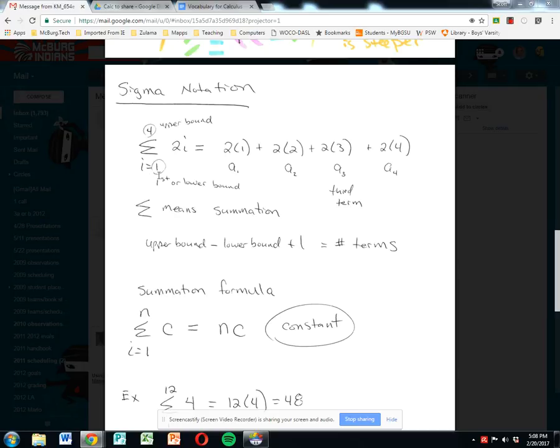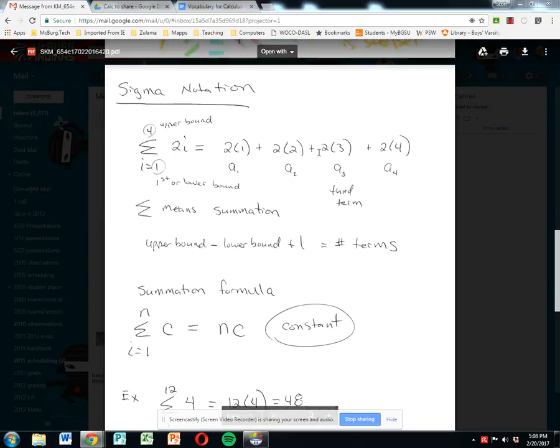From i equals a lower bound to an upper bound, the rule is 2i. So what does it mean? It means, first of all, substitute in a 1, and this is your a of 1 term, your first term. So if I substitute in a 1, it's 2 times 1. And then summation, of course, means add, and then bump up by 1. So it means 2 times 2. Bump up 1, 2 times 3, bump up 1, 2 times 4. When you get to the upper bound, you stop.